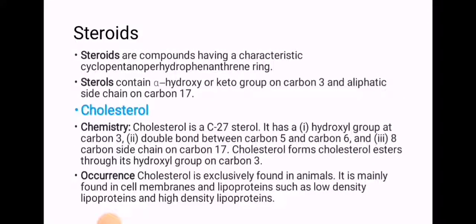Then coming to the last part, that is steroids. Steroids are compounds having a characteristic cyclopentanoperhydrophenanthrene ring structure. So sterols contain an alpha hydroxy or keto group on carbon 3 and an aliphatic side chain on carbon 17. The most important of the steroids is cholesterol. Chemically, cholesterol is a 27 carbon sterol. It has a hydroxyl group at the third carbon and a double bond between the fifth and sixth carbons, an eight carbon side chain on carbon 17, and cholesterol forms cholesterol esters through its hydroxyl group on carbon 3.